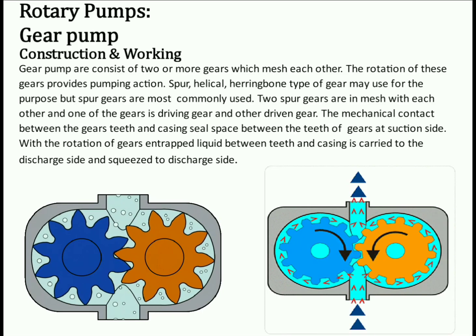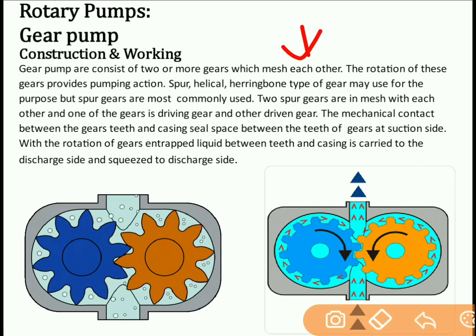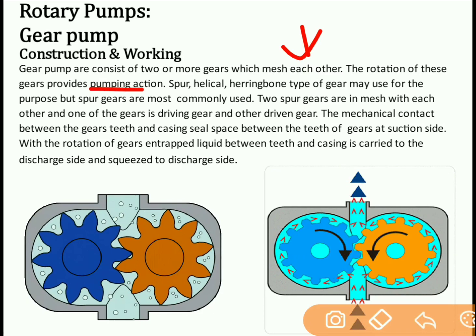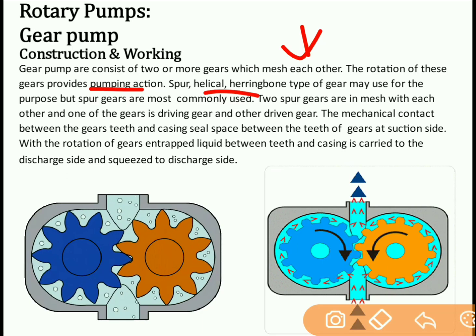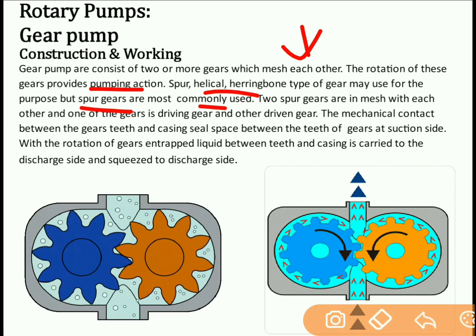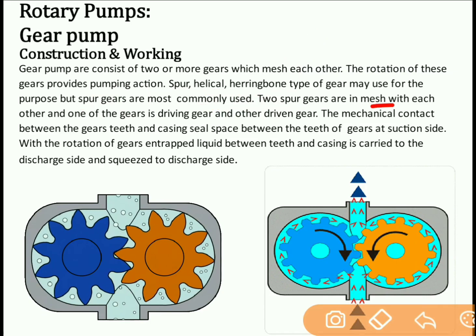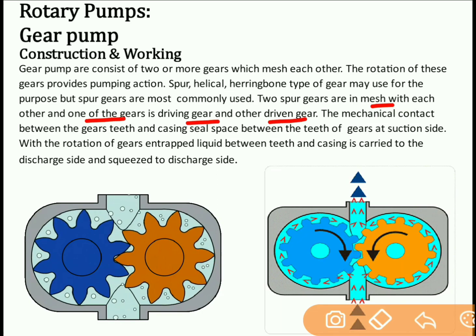Let's understand the construction and working of the gear pump. A gear pump consists of two or more gears which are in mesh with each other. The rotation of the gears provides the pumping action. Spur, helical or herringbone types of gears are used for this purpose, but spur gears are most commonly used. Two spur gears are in mesh with each other and one of the gears is considered the driving gear and the other is considered the driven gear.